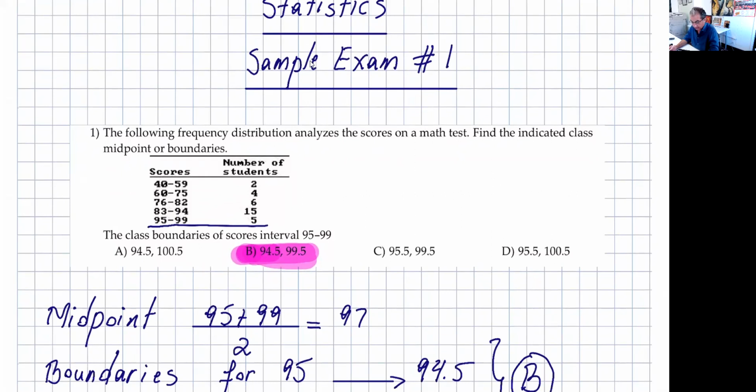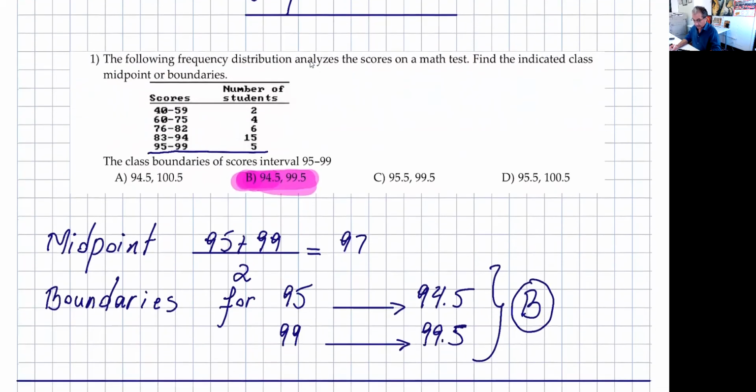Find the indicated midpoint or boundaries. One thing I want you to be careful, it says midpoint or boundaries. So look at the answers, and I saw 4, and they want it for this class, 95 to 99. So when I looked at the answer, we know 94.5 and 99.5 are the class boundaries. So in this case, you're given in the answers the class boundaries.